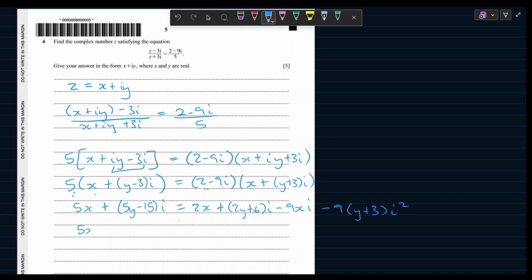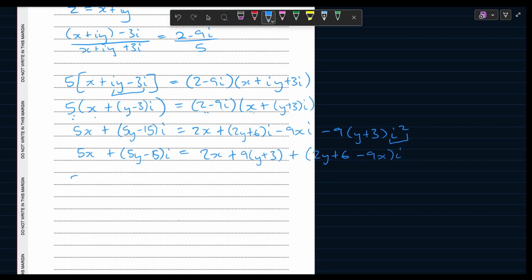So this is 5x plus 5y minus 15i is equal to, and then here we've got 2x. And remember that i squared is equal to negative 1. So this part essentially becomes positive 9y plus 3. So positive 9y plus 3. And then we've got the imaginary part, which becomes 2y plus 6 minus 9x i.